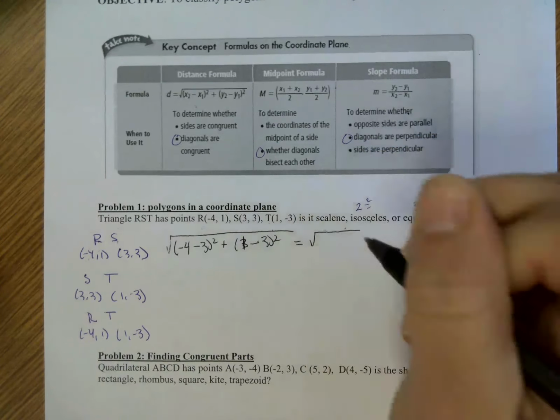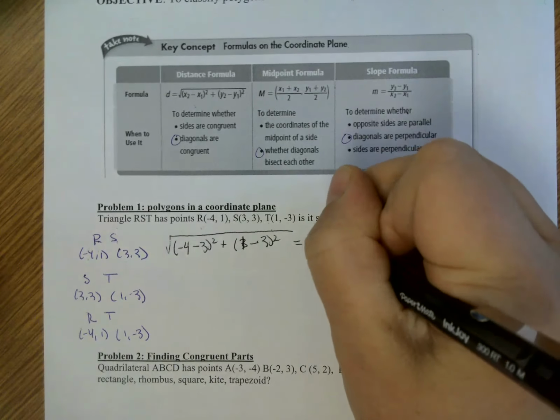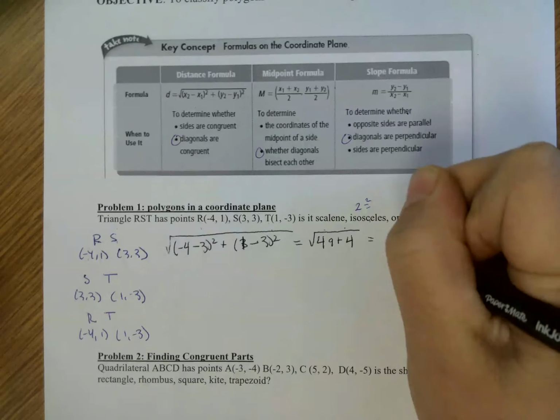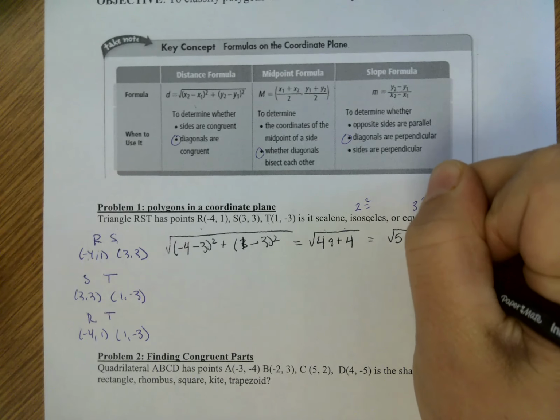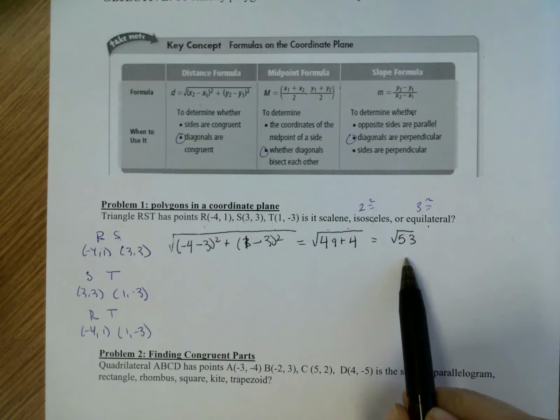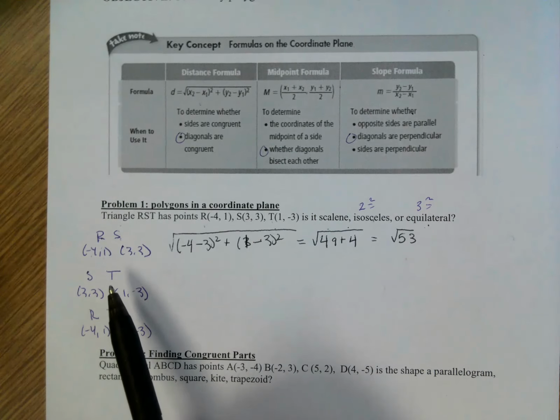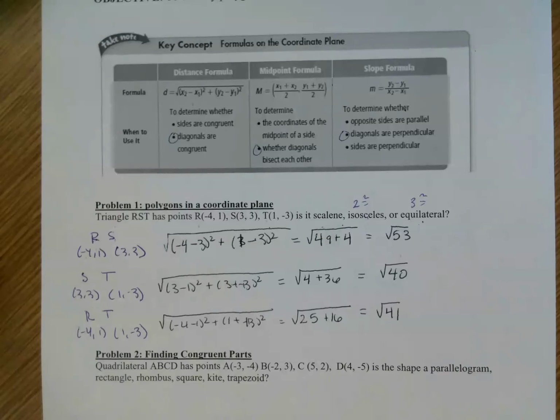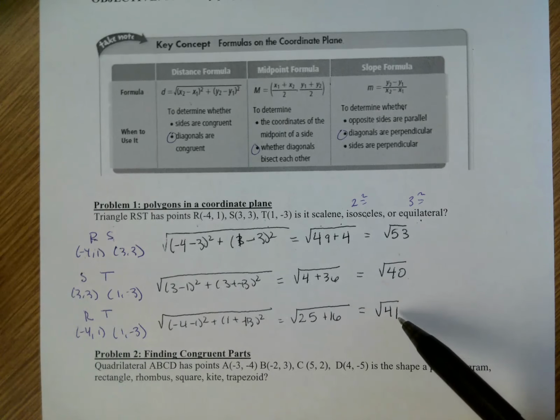Now, when I do this, this would become 49 plus this becomes 4. So this is the square root of 53. I'm going to leave that as a root. I want you to pause the video and I want you to do ST and RT. I want you to find the distance between both of those 2 points with your distance formula. And you should have got the square root of 40 and square root of 41.